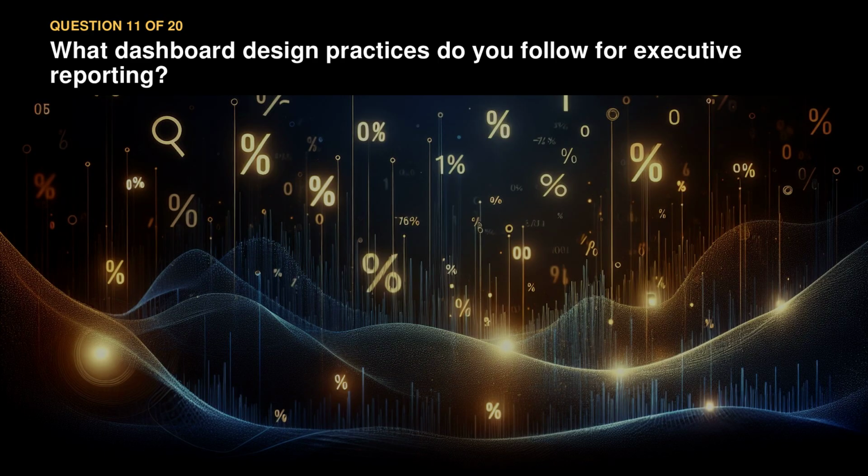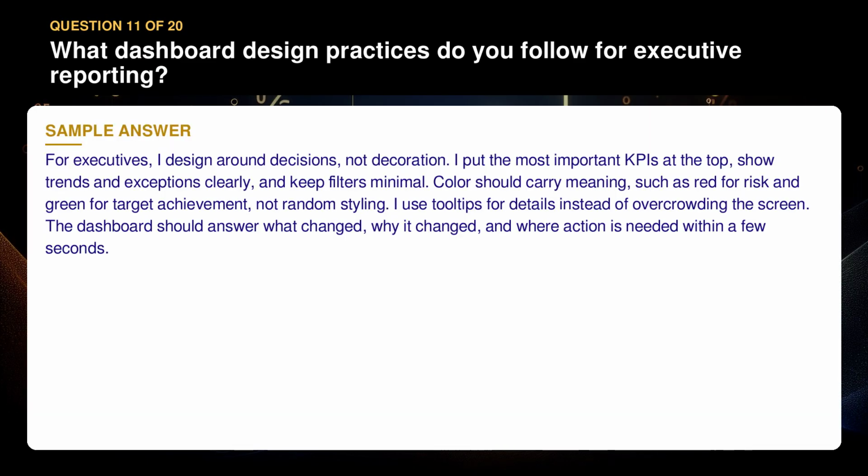Question 11. What dashboard design practices do you follow for executive reporting? For executives, I design around decisions, not decoration. I put the most important KPIs at the top, show trends and exceptions clearly, and keep filters minimal. Color should carry meaning, such as red for risk and green for target achievement, not random styling. I use tooltips for details instead of overcrowding the screen. The dashboard should answer what changed, why it changed, and where action is needed within a few seconds.